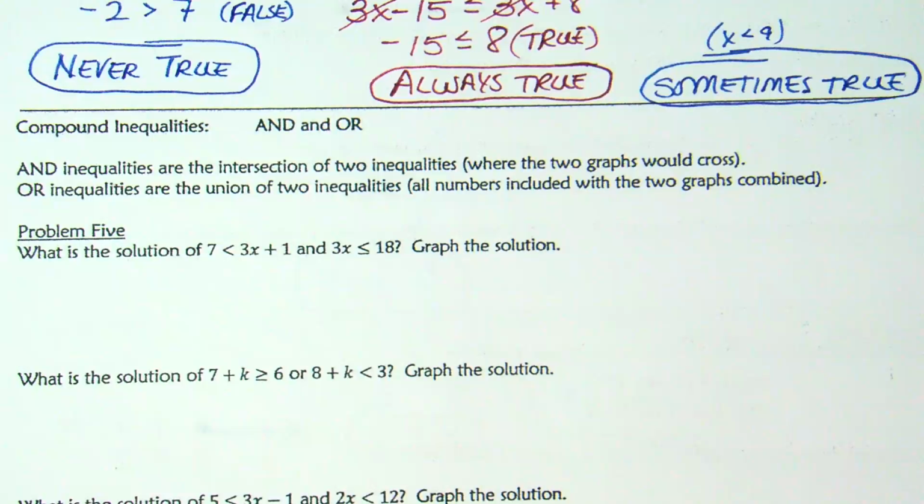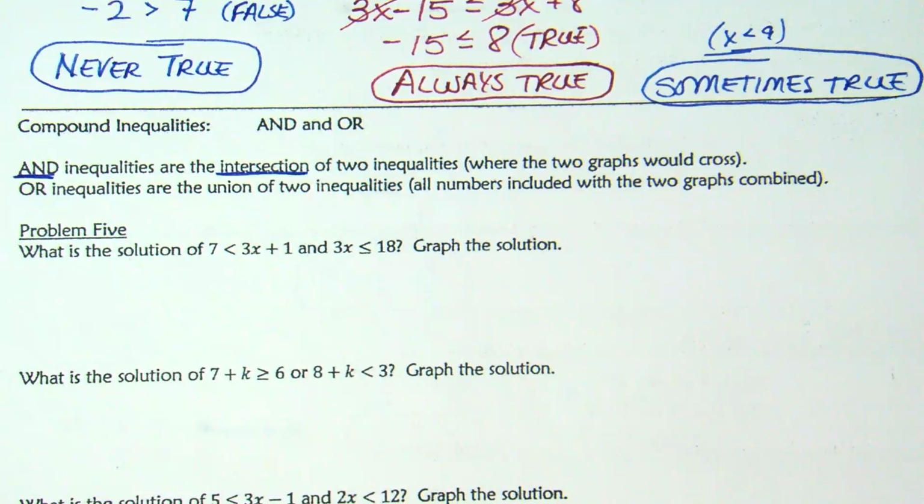And inequalities, the vocabulary word for that is intersection. It's the intersection of two inequalities. And they say here where the two graphs would cross. So when we talk about being on a number line, I use the word overlap. It's where do the two shadings overlap. So I tend to say overlap instead of cross. That's for the and statements.